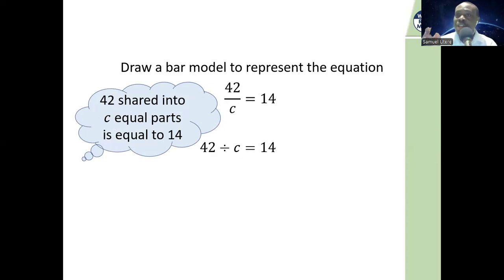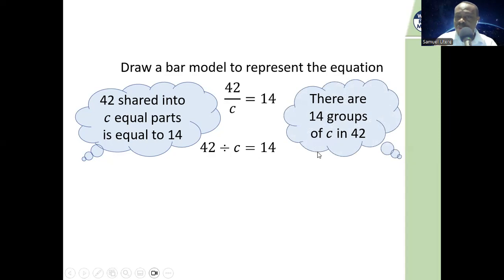And that is why of the groups I've been mentioning earlier on. We can think about it by saying, if I divide 42 by C, I am having 14 groups of C. So there are 14 groups of C in 42. That's what this means.